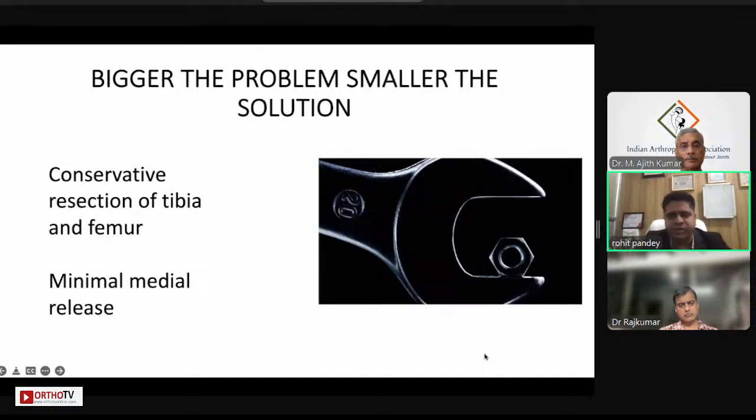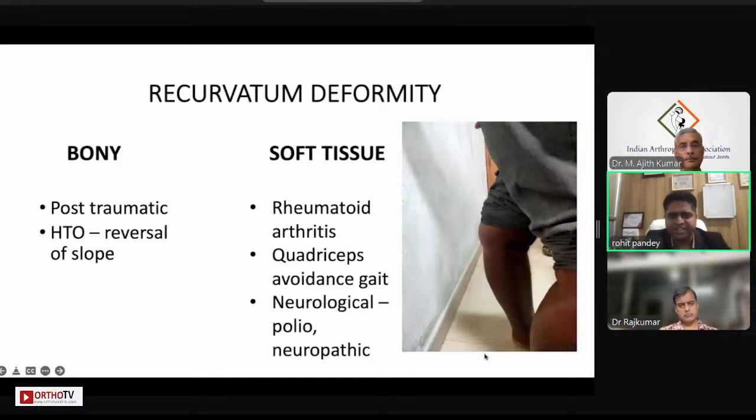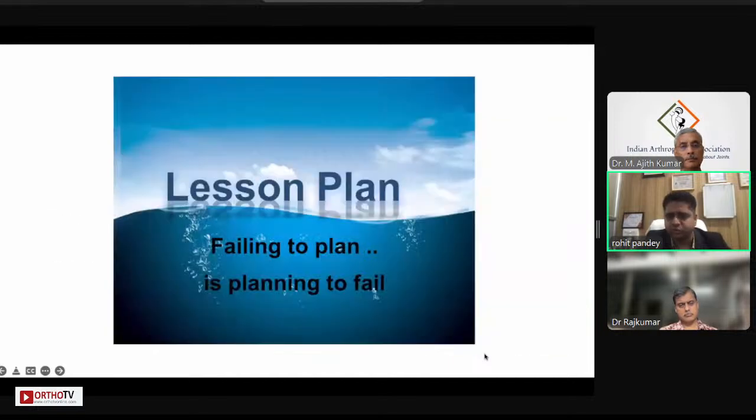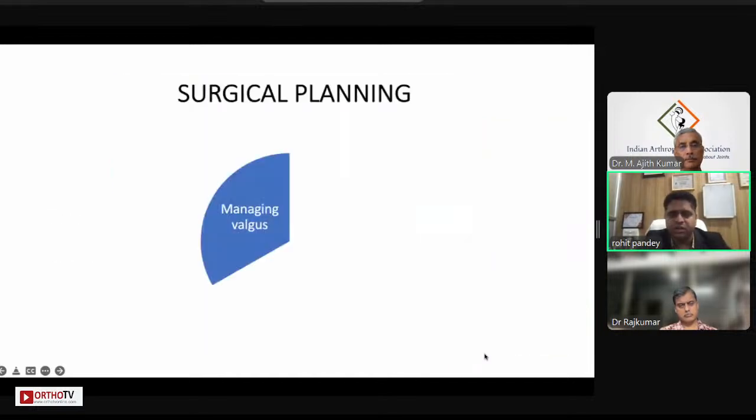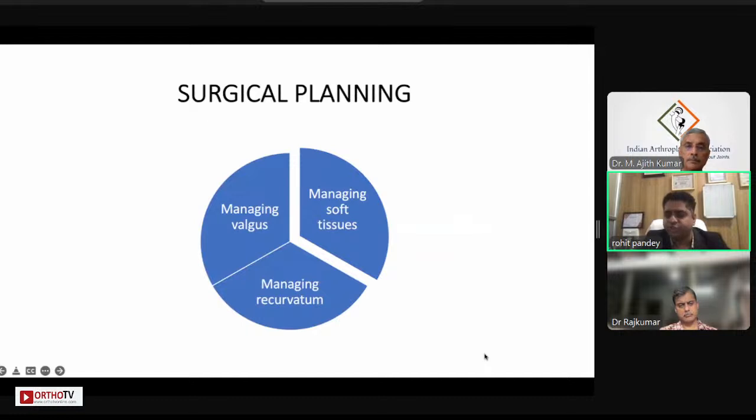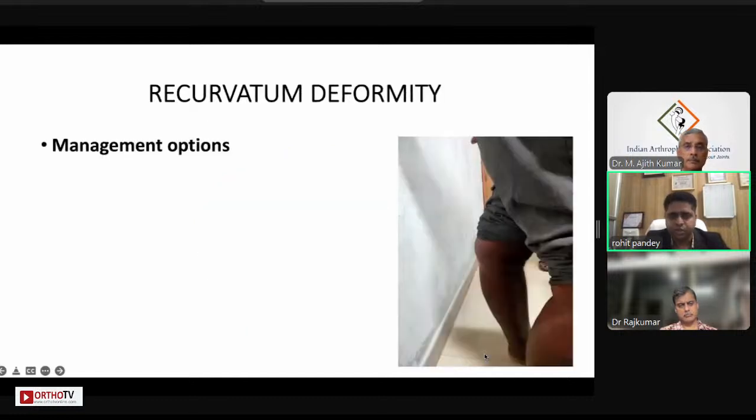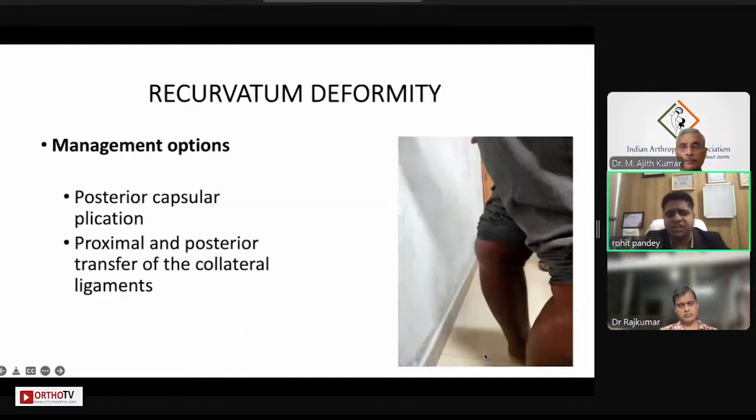Again, as pointed out by Rajkumar sir, all the cuts on the tibia should be very conservative and there should be minimum or no medial release. Already discussed the causes of the recurvatum. So again, the planning is important. We had 3 parts in this: we had to manage the valgus, the recurvatum, as well as the soft tissues. For the recurvatum, different options are there, like a posterior capsular plication, or you can do a proximal transfer of the collateral.